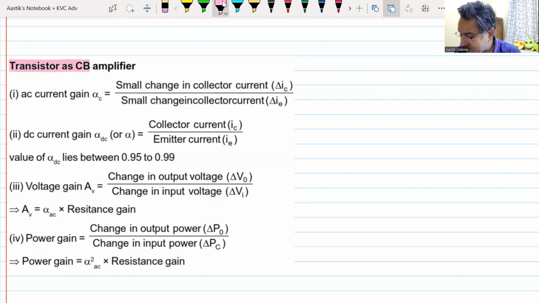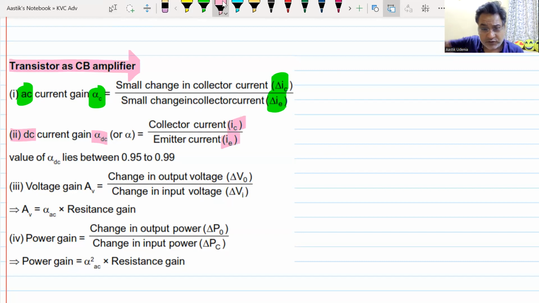When we use this as an amplifier, which is one of the uses of transistor, we have different terms. The first term is known as the AC current gain. Small change in output current divided by small change in input current, AC current gain. Then you have DC current gain, alpha DC, collector current divided by emitter current, output divided by input. Do we understand this? Yes.